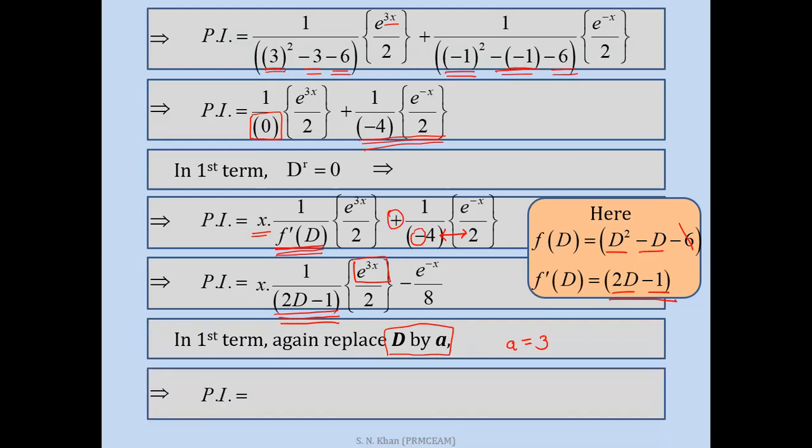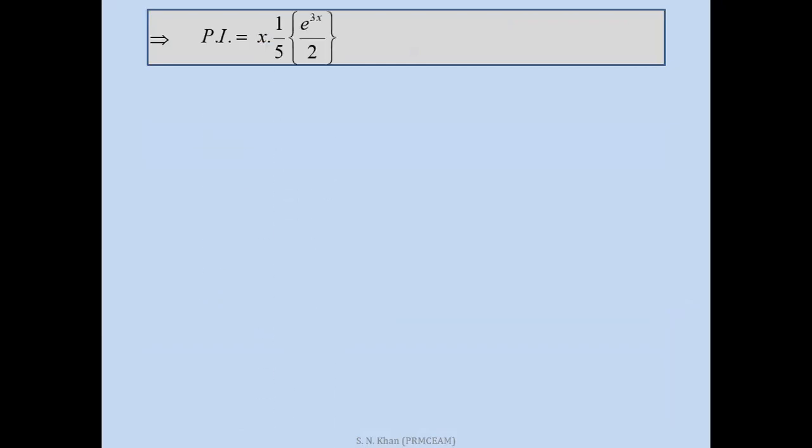सो PI it will become x into 1 upon 2 into 3/2. ट्वाइस D था तो D के जगह पे वैल्यू आ गया, 3 minus 1 as it is, फंक्शन as it is. And next term minus e to the power minus x upon 8 as it is. Now check the denominator what we are getting. So 2 into 3/2 is 3 and 3 minus 1 it is 2. मीन्स we are getting non zero values, मीन्स सोल्यूशन अभी आ गया. So PI it will become x into 1 by 2 and into e to the power 3x upon 2 as it is. And second term minus of e to the power minus x upon 8 it is as it is.